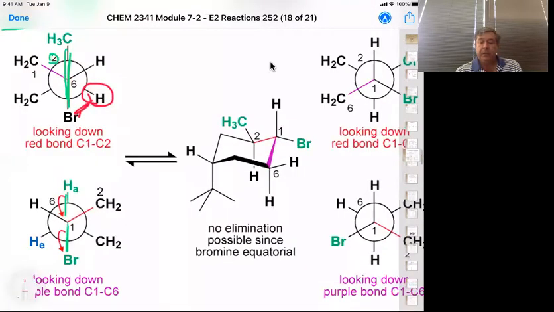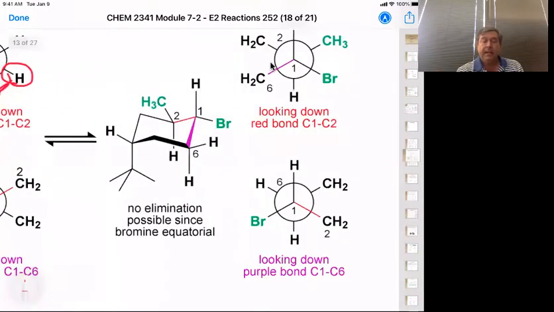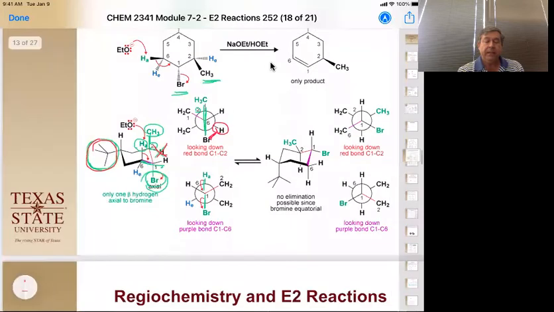Okay, so in this case here, even if it did, remember it's going to be this 99% of the time and this 1% of the time. In this conformer here, there is never a hydrogen opposite our bromine.